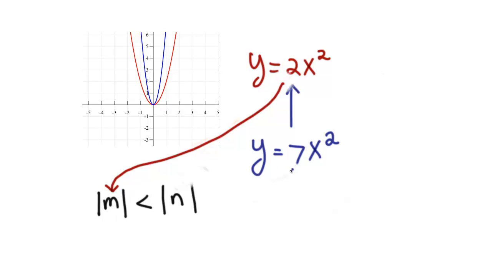And the 7 is represented by n, or we'll take the absolute value of n. Now, if we take the absolute value of m and it's less than the absolute value of n, since 2 is less than 7, then if you look at the parabola, the 2 is wider than the blue parabola. Or you can say it another way. The blue parabola is narrower than the red parabola.